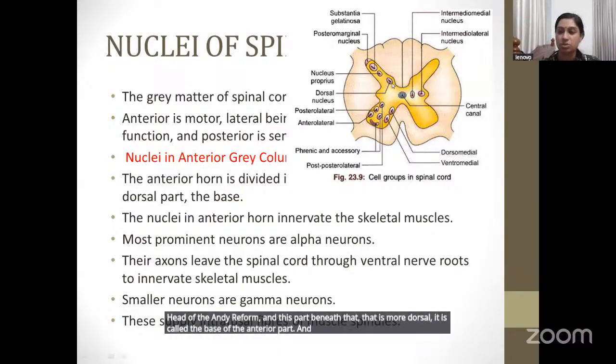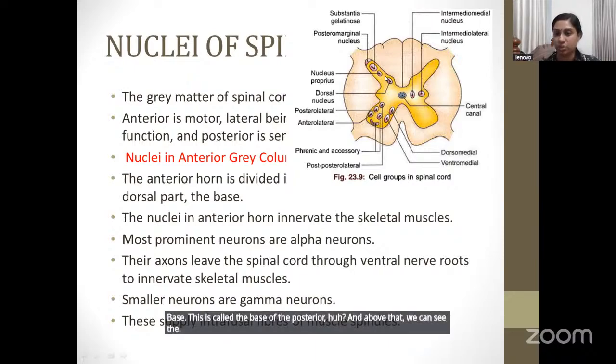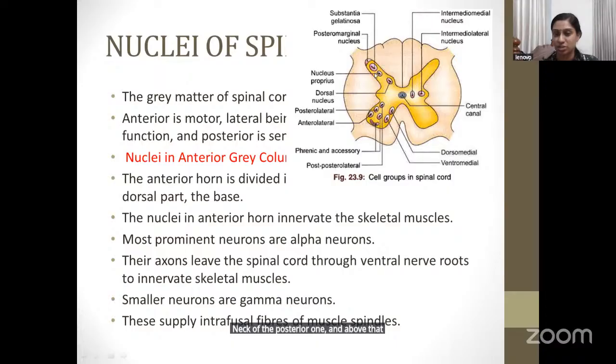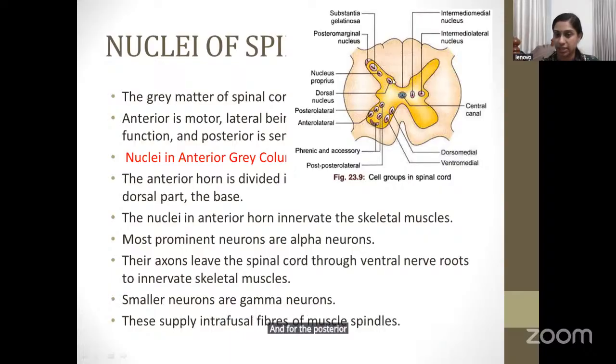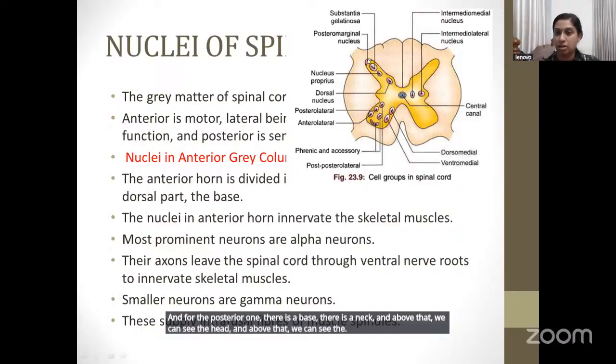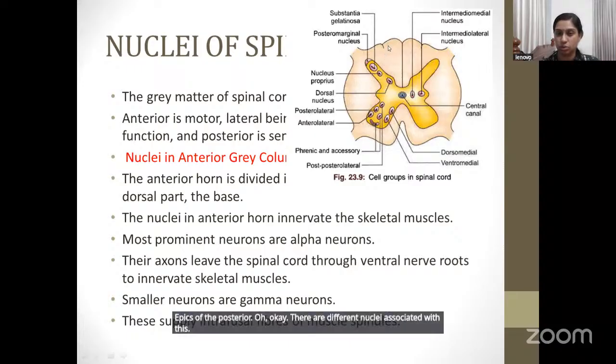And the posterior horn is also divided like this. Near the base, this is called the base of the posterior horn, and above that we can see the neck of the posterior horn, and above that the head of the posterior horn, and the topmost part is called the apex of the posterior horn. So the anterior horn has a head and base, and the posterior horn has a base, neck, head and apex. There are different nuclei associated with these two horns and also the lateral horn.